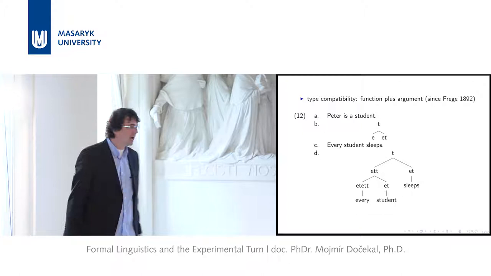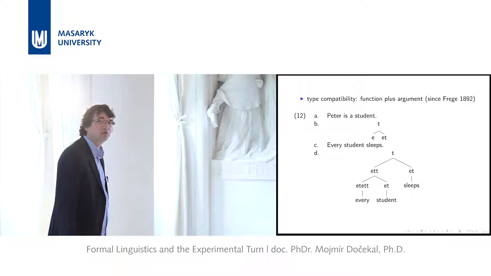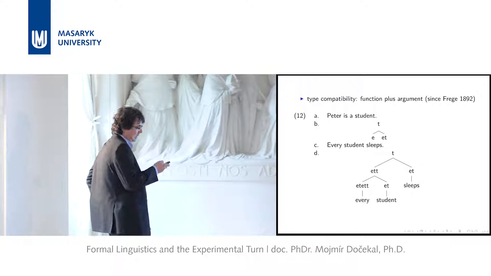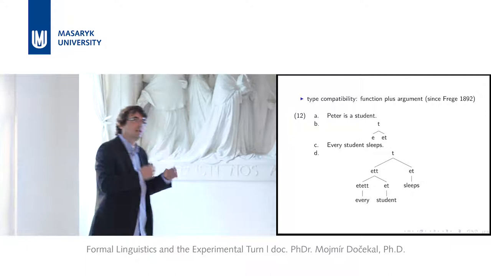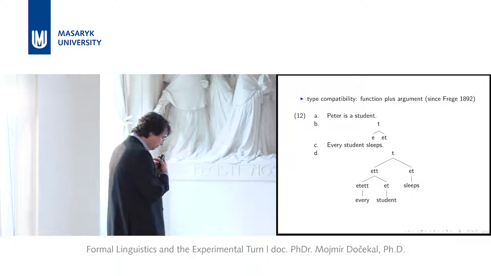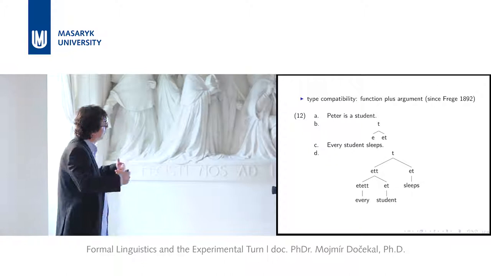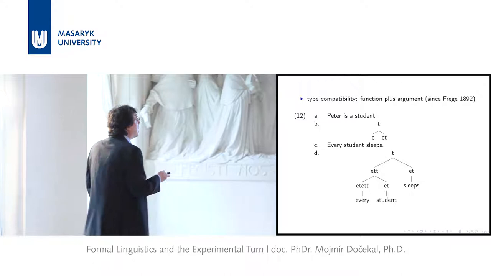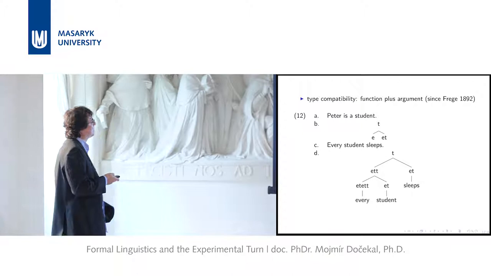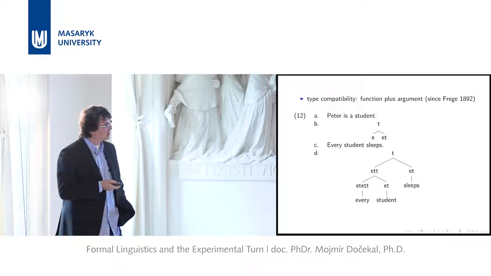And this type compatibility, which goes back to the work of Gottlob Frege and logicians and analytic philosophers, is really something like a syntactic verification of whether the types which go into the computation can be combined. So let me show you on an example. Peter is a student is a sentence which, according to Frege, has as its meaning a truth value.